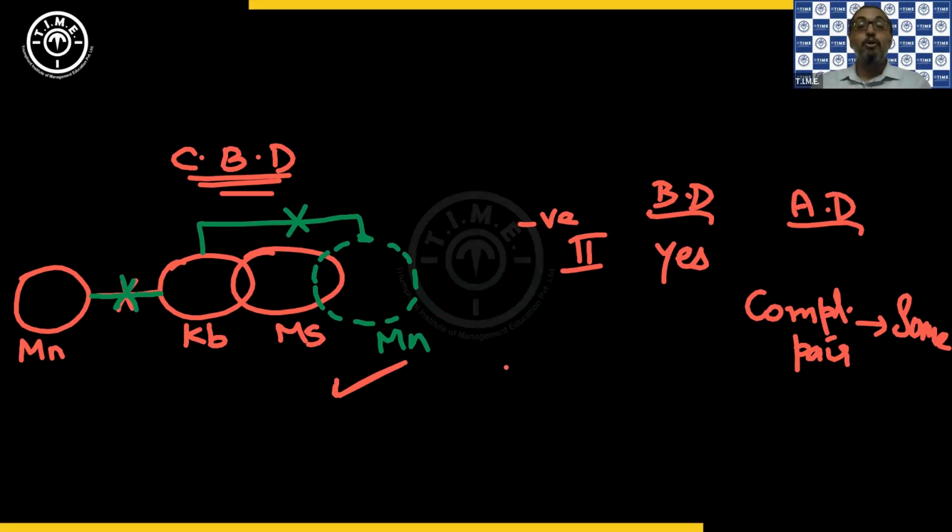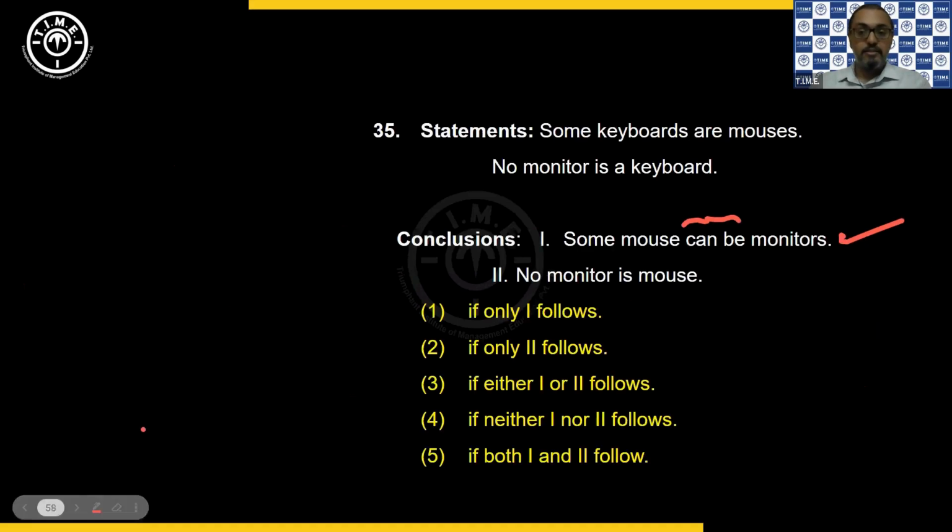So some monitor and mouse are definitely overlapping, no problem. I will be able to maintain my original relation between mouse and monitor and keyboard given in the statements. So complementary pair definitely satisfies. That means the given negative will not be satisfying that diagram anymore because the complementary pair is satisfying that diagram. The negative will not satisfy. Now, because the negative is not satisfying, any conclusion not satisfying one of the representations can never be your answer. So conclusion 2 fails. So my answer is only one follows for this.